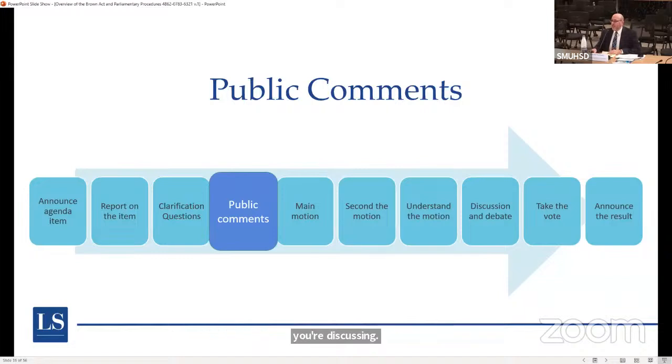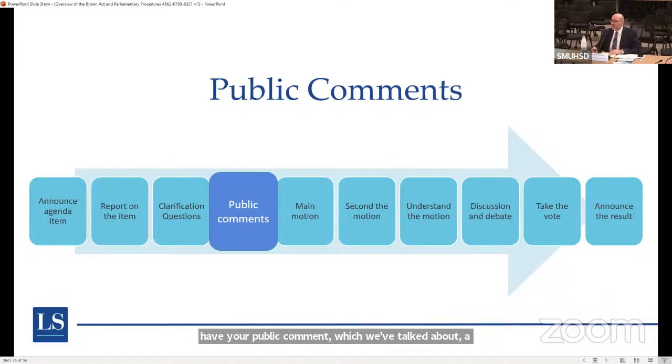The next step is public comment. The concept here is that the public has now heard the staff's recommendation. They understand what the agenda item is. They've heard clarifying questions from the board. They get to share with the board their thoughts on this. Sometimes they'll come up and they'll ask clarifying questions. That's not necessarily how it works. The clarifying questions came from the board. And you have your public comment, which we've talked about a great deal.